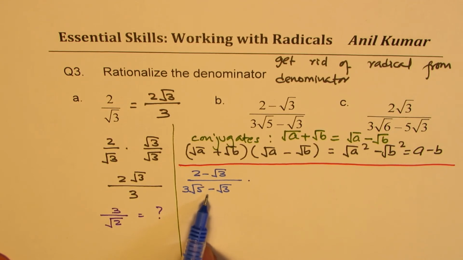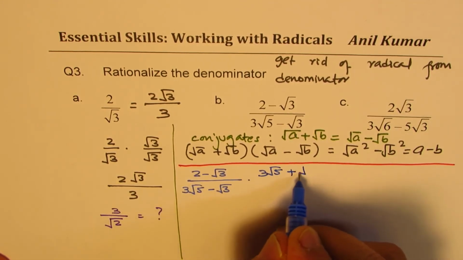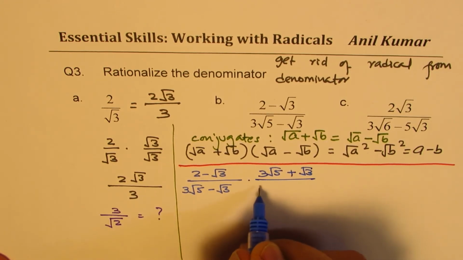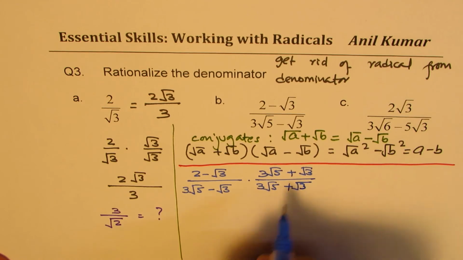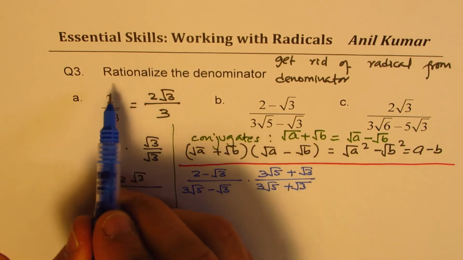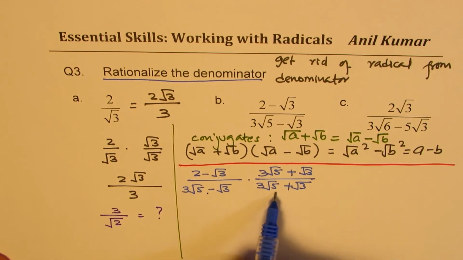We have to change this sign, right? So we get (3 square root of 5 plus square root of 3) over (3 square root of 5 plus square root of 3). Now see, why did we do that? We are rationalizing the denominator, right? So we took the conjugate of the denominator.